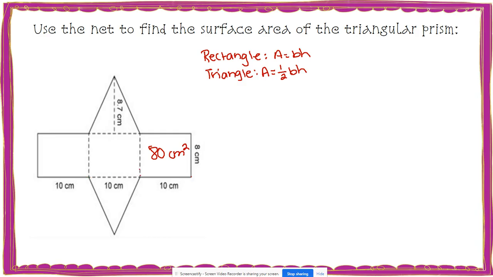Now I can look at this rectangle. I notice that this has a base of 10 and also has a height of 8. So this is 10 times 8, which is also 80 centimeters squared. This rectangle has the same measurements as the other two, a base of 10 and a height of 8. So 10 times 8 gives me a surface area here of 80 centimeters squared. Now we need to find the areas of our triangles. Our triangles have bases of 10.